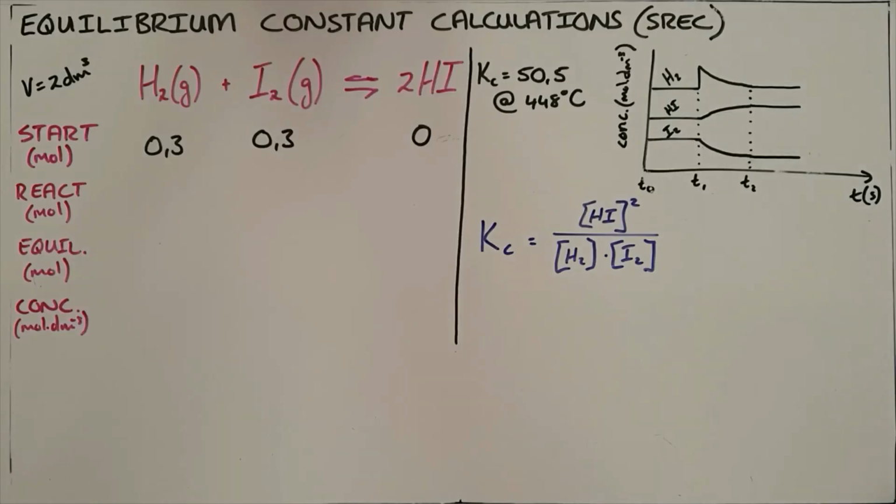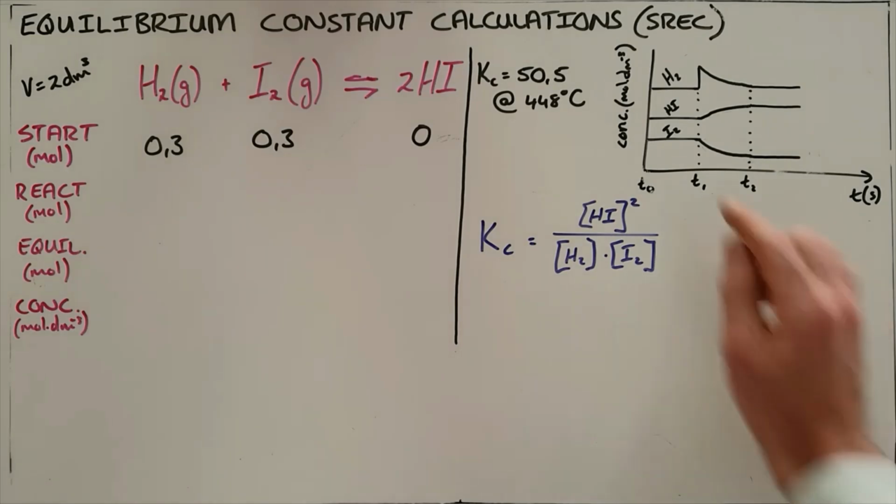A common way of testing chemical equilibrium is through a combination of a graph and a SREC calculation. So here is a typical example. The question states hydrogen and iodine are injected into a closed container at a constant temperature. The reaction reaches equilibrium according to the following equation. The graph illustrates changes that were made to the equilibrium mixture.